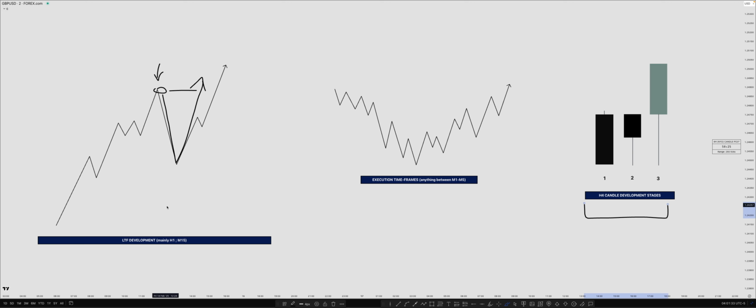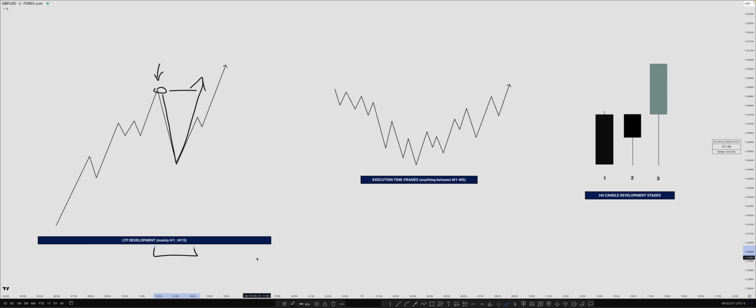Obviously, if this is a bigger development, and let's say this is not 1 hour or 15 minutes, but a 4-hour development, this is obviously when this goes out the window, and this is most commonly focused not on the 4-hour development stages, but the daily candle development stages. But the most common type of developments, again, usually take place on the 1 hour and 15 minute.